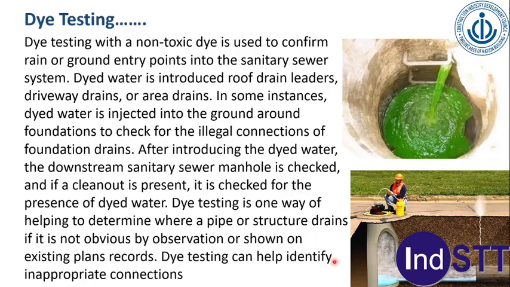Dye testing is one way of helping to determine where a pipe or a structure drained if it is not obvious by observation or shown on existing plan records. Dye testing can help identify inappropriate connections also.